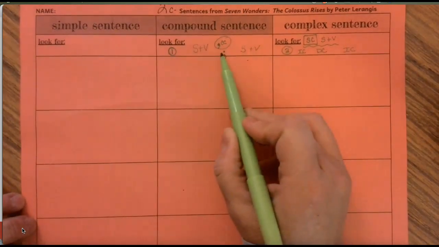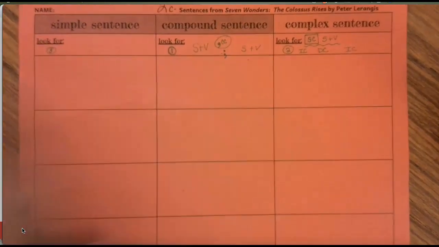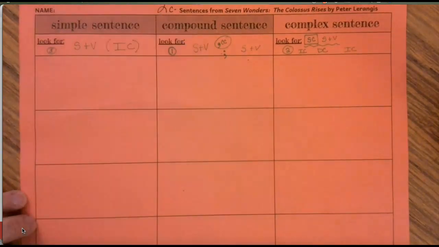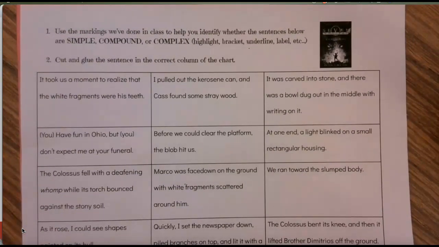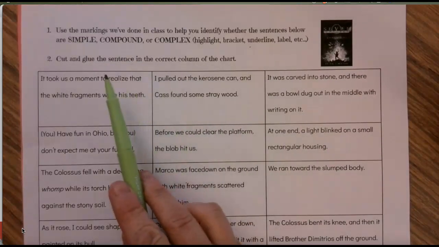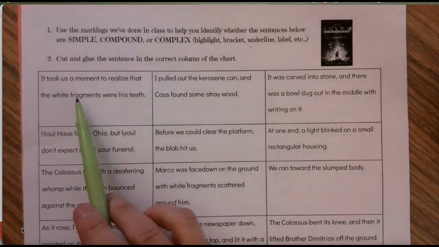If you did not find a compound or a complex sentence, then chances are you have a simple sentence. And that is just one subject or verb or one independent clause. So here's the process that I would do. I would not cut all of these out because the chances of you getting this all done in one day are pretty slim. You're going to work one sentence at a time. Using the markings we've done in class, you're going to label the sentences to figure out if they're simple, compound, or complex. Once you figure it out, cut just that one sentence out and glue it into the correct column.